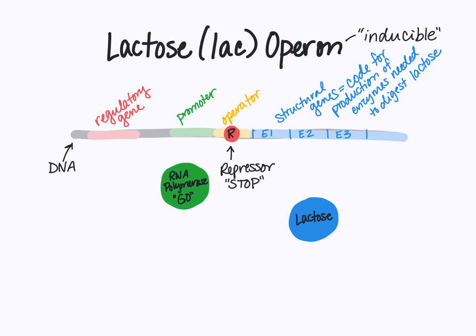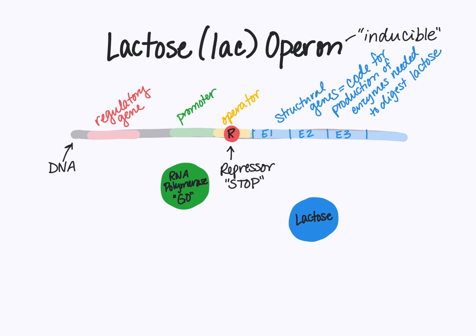We have the promoter region, which is where the RNA polymerase will bind to. We have the operator region, which is where the repressor can bind to if it's present. And then we have the structural genes. And in this case, the structural genes are coding for the production of enzymes that are needed in order for the organism, in this case the bacterium, to digest lactose.